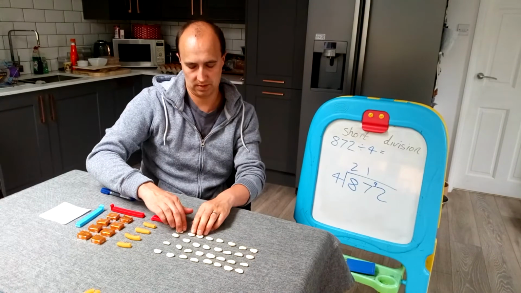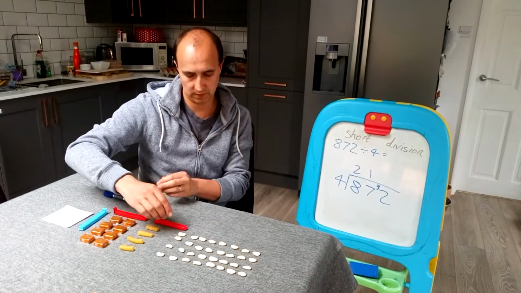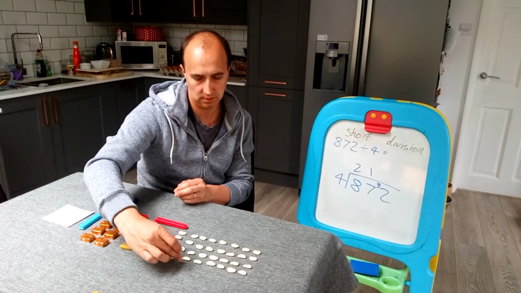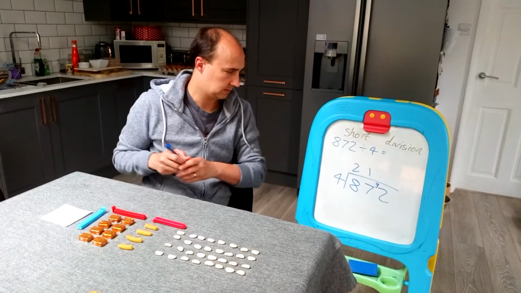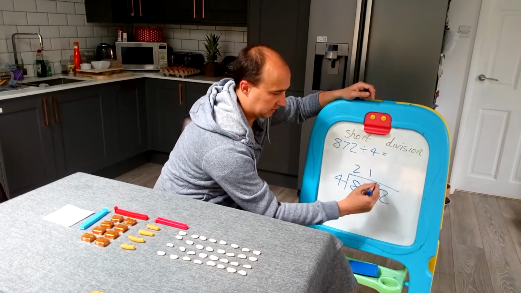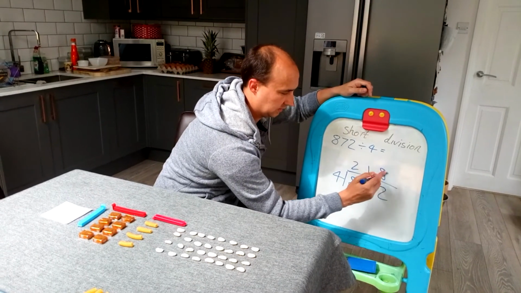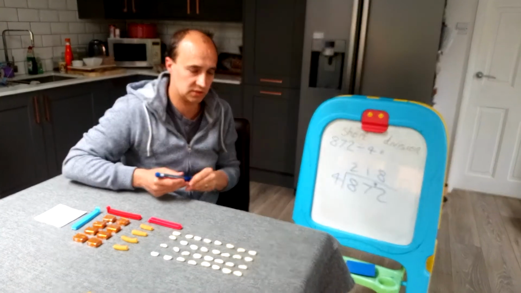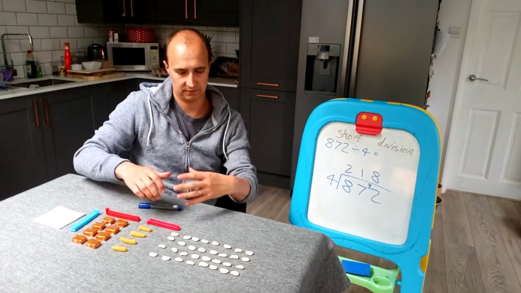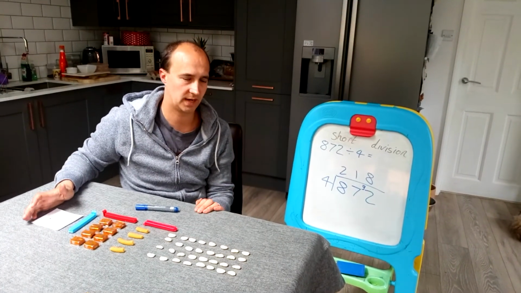So how many lots of 4 have we got? We've got 1, 2, 3, 4, 5, 6, 7, 8. How many 4s are there in 32? 8. So again, I would expect the children to know this from their times tables knowledge in the abstract form, but I've just shown you what it would look like with the concrete apparatus as well.